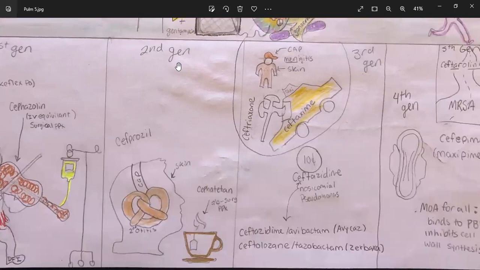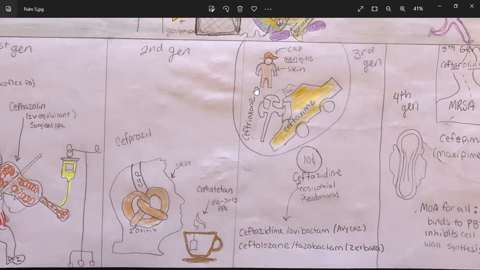Then looking at our 2nd generation, we have cefprozil. So I have a set of headphones that are a pretzel, Prozil. Don't worry about cefotetan. Our third generation, I have a little story about this one. So this man took a taxi ride, and once he was done, the taxi driver was like, all right, that'll be 10 cents. And he's like, what the heck? 10 cents? I ain't paying that. So he stripped down and threw an axe at the taxi.